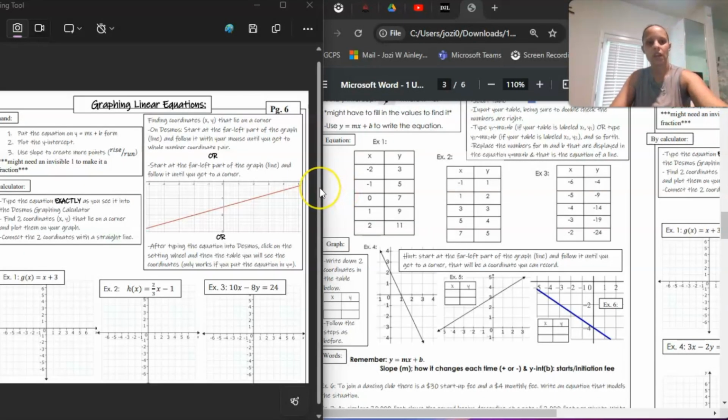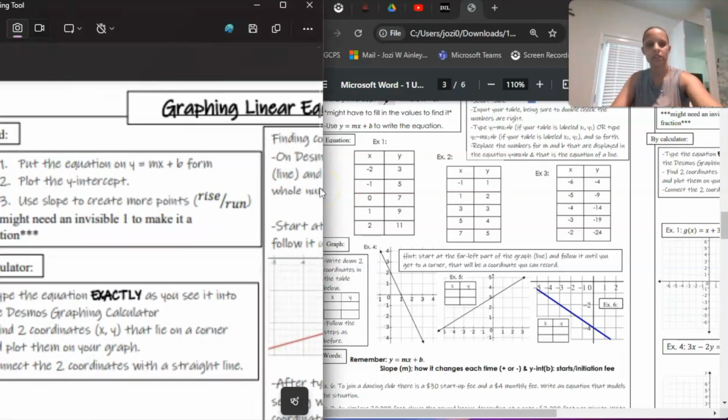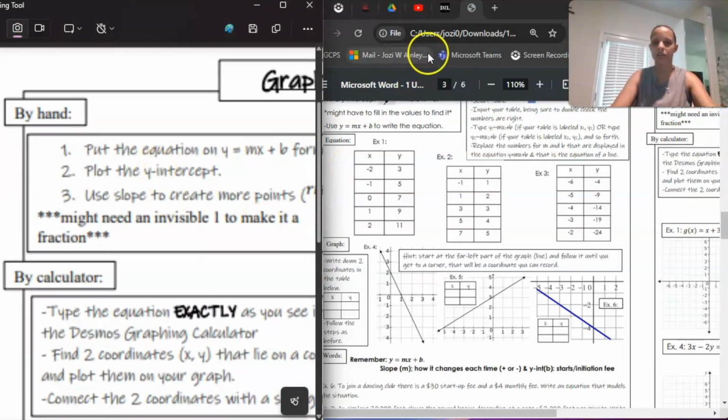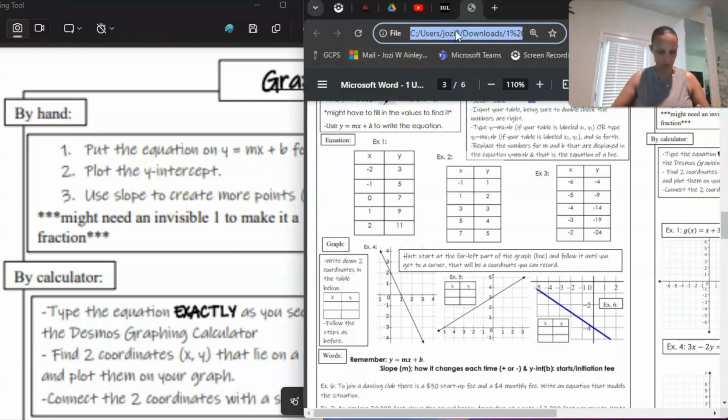I guess we're going to take a look at graphing linear inequalities. Two ways we could do this, by hand or by calculator. Remember, the focus now is for me to show you how to do it by calculator. So we're going to Google the calculator for the state test because it changes the functionality versus the regular Desmos.